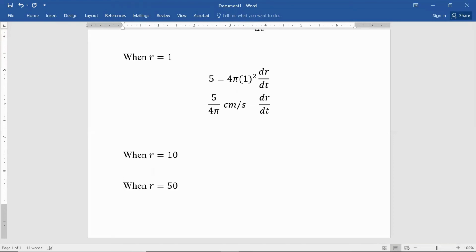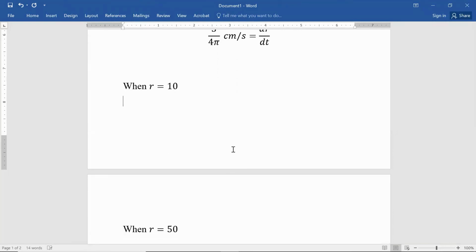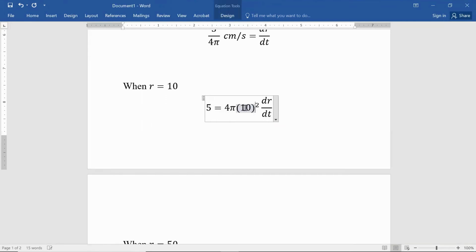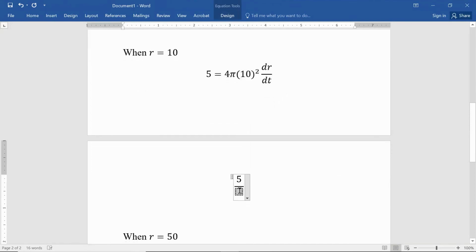We can do the same thing with any radius. Now that you've seen that, it's pretty easy to understand what you have to do. When the radius is 10, just replace the r with the number 10. If you were to solve this, you end up with 5 divided by 400 pi is the change in radius with respect to time. That's the rate the radius is changing. Again, the label there would still be centimeters per second.